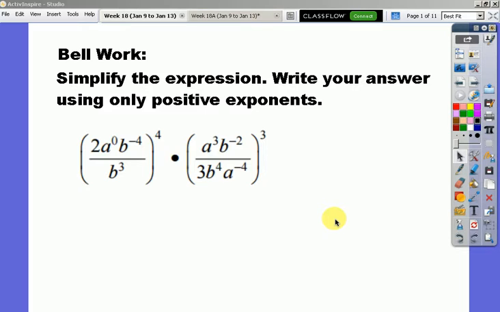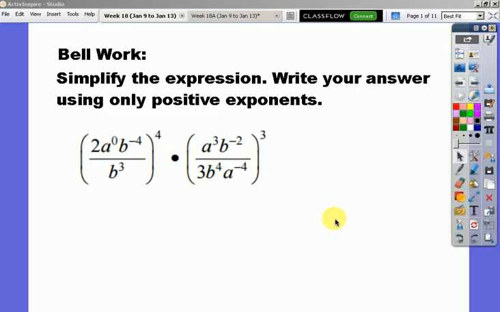Again, we're dealing with an expression. What's the difference between an expression and an equation? An equation has an equal sign. This doesn't have an equal sign, so we're dealing with an expression. It says write your answer using only positive exponents. So we're going to take care of the parentheses first, starting from left and moving to the right.